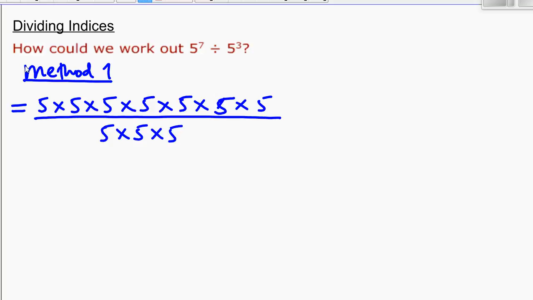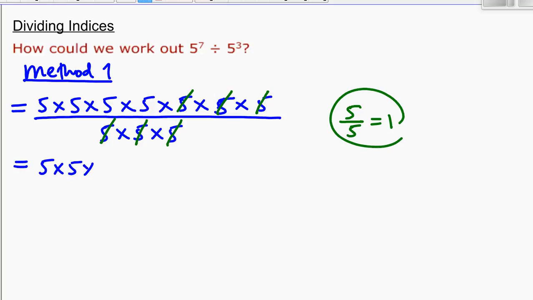Now, we know that 5 divided by 5 is 1, which means that if I divide this 5 and this 5, I'll get 1. This one and this one, I'll get 1. This one and this one, I'll get 1. So what I end up with is 5 multiplied by 5 multiplied by 5 multiplied by 5, and this is just 5 to the power 4 because I'm using 5 in this multiplication 4 times. So that's method 1.